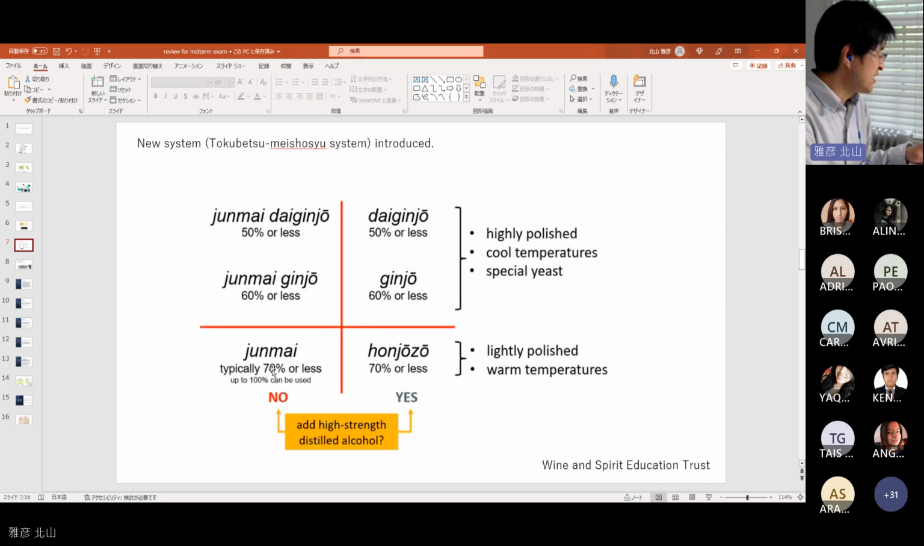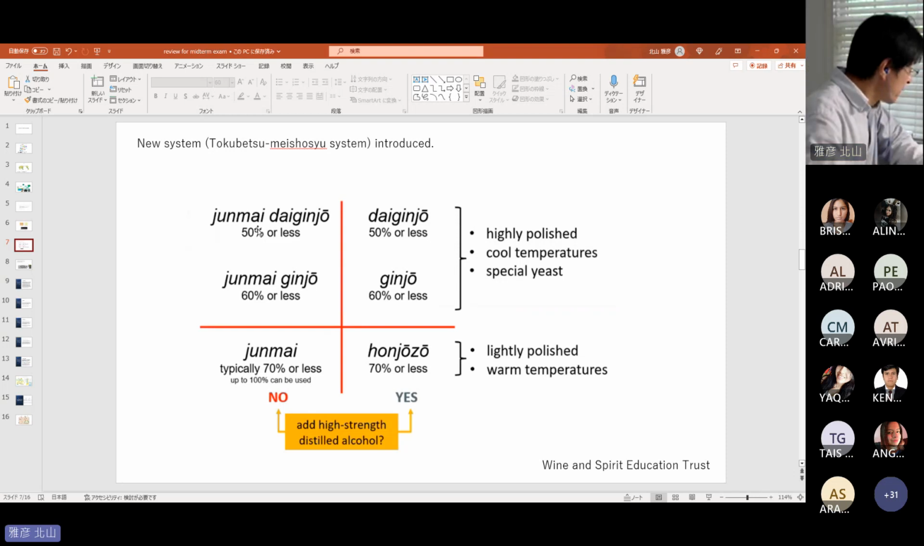So if you are asked for the word on the label of sake which does not have any distilled alcohol, you can find this word, junmai. Jun means pure. Mai means rice. It means sake does not have any distilled alcohol.